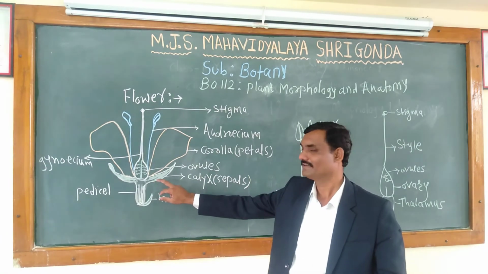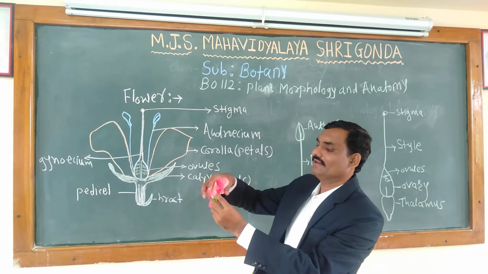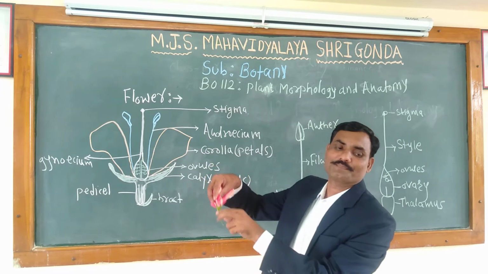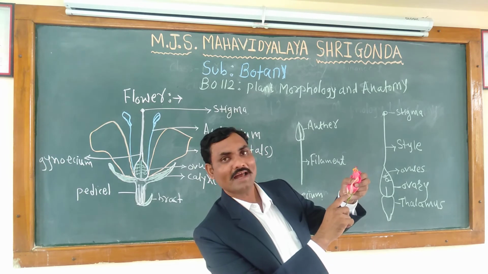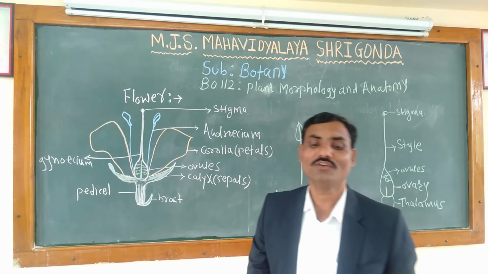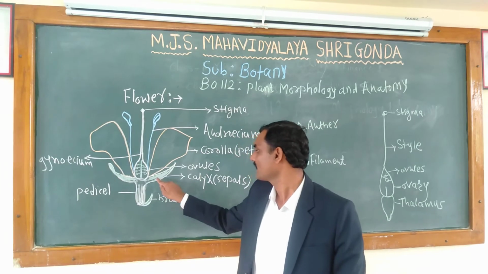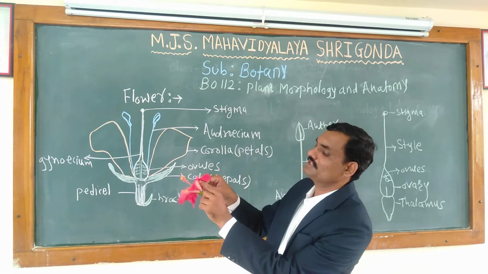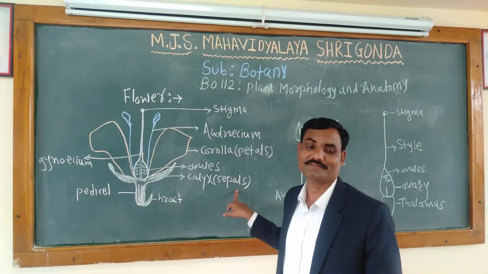See, students, I will show you the flower. This is the first floral whorl, that is the calyx. This is the greenish part. It is the outermost part. The floral leaves of this whorl are called sepals. The outermost part of this flower is called sepals. These are the greenish sepals. The smallest unit of the calyx is called a sepal.